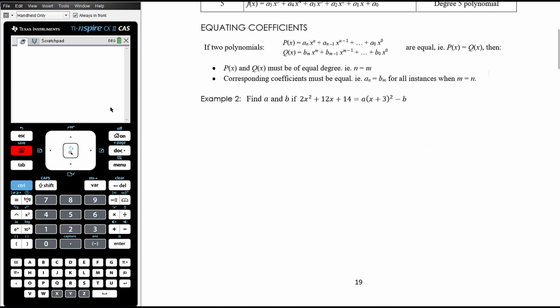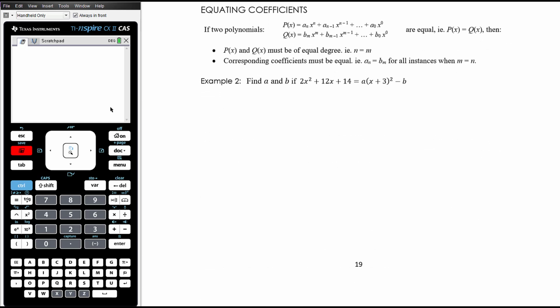Okay, let's just have a look at some theory and some examples. So the first concept is this idea of equating coefficients, and it's really about what makes two polynomial functions equal. So if two polynomials are equal, two things have to be true. They must be of the same degree. So a cubic is not equal to a quadratic. I mean, that's an equation that can be solved, but those two things aren't equal things. So they have to be of the same degree, and all the corresponding coefficients must be equal.